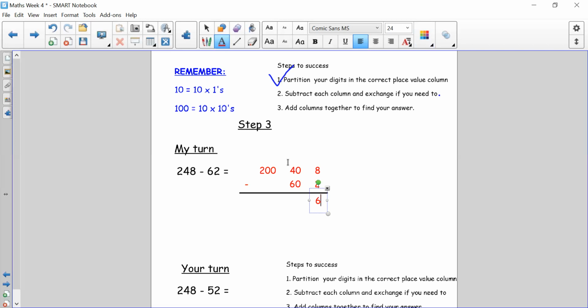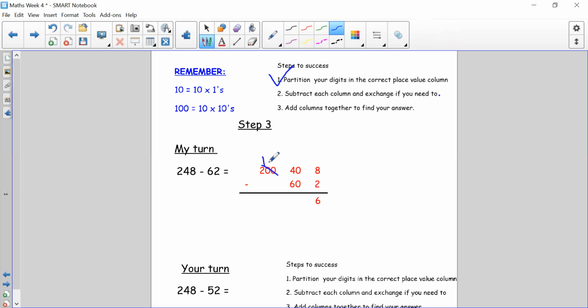Okay, let's look at our 10s. 40 take away 60. I don't have enough in my 10s column to take away my 60, so I'm going to have to go next door to my hundreds. Mr. 100, could I please have some of your help? He says, yes, of course.